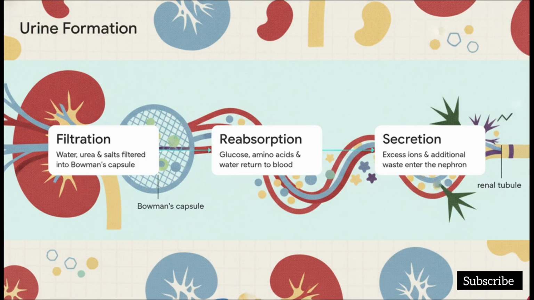Step 1 is filtration. Blood enters that tiny structure we just mentioned, the glomerulus. Right here, water, urea, salts, and small molecules get filtered directly into the Bowman's capsule, while the larger stuff, like proteins, they just stay behind in the blood.